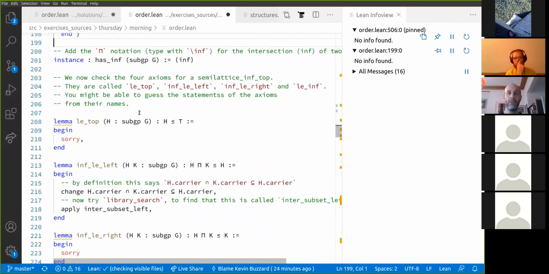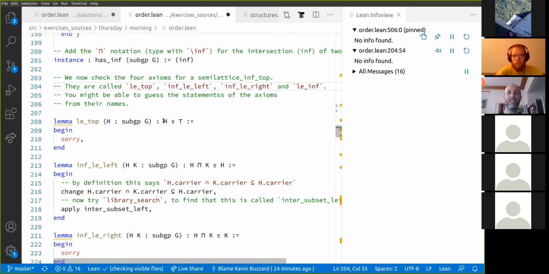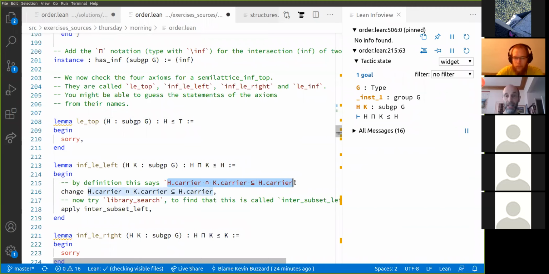The axioms for a semi-lattice inf top are these 4 axioms here. And you might be able to guess what these axioms say. le_top says any subgroup is less than or equal to the top subgroup, right? That follows from the fact that any subset of G is a subset of G. And inf_le_left says H inf K is less than or equal to H, which really just says, by definition, this. I've proved this one for you.